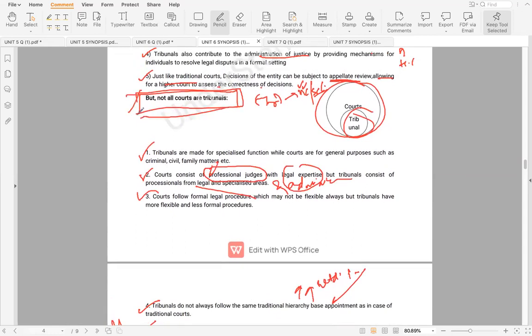Okay, so we'll now try to tell why not all courts are tribunals, in the sense that we'll try to differentiate between courts and tribunals. Tribunals are made for a specialized function, whereas courts are for general purposes such as civil, criminal, family matters, etc. Courts consist of professional judges with legal expertise. However, tribunals also have administrators coming in. Third, you have a fixed procedure in terms of legality that the courts follow. However, tribunals have a little flexibility to offer.